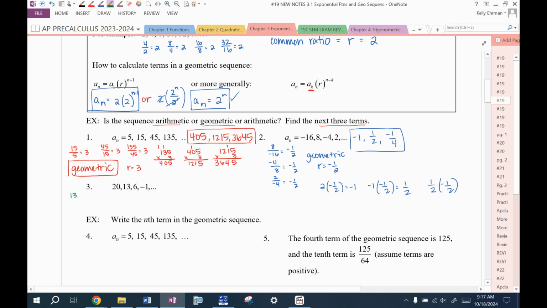If I subtract the previous term from the next term, 13 minus 20 is negative 7. 6 minus 13 is negative 7. Negative 1 minus 6 is negative 7. So this one is arithmetic. And the common difference is negative 7. So that just means we should be subtracting 7 to get each term. So I don't think I have to show the work for that. Negative 1 minus 7 is negative 8. Negative 8 minus 7 is negative 15. Negative 15 minus 7 is negative 22.